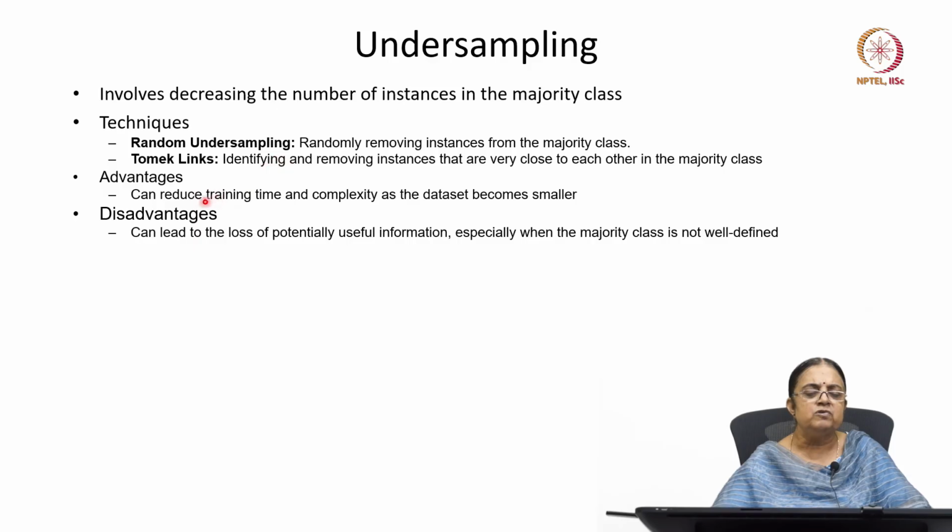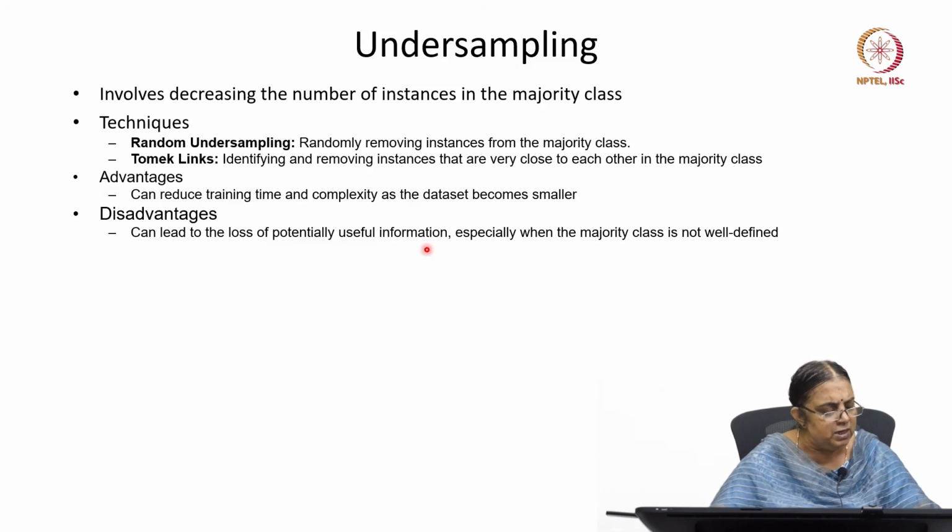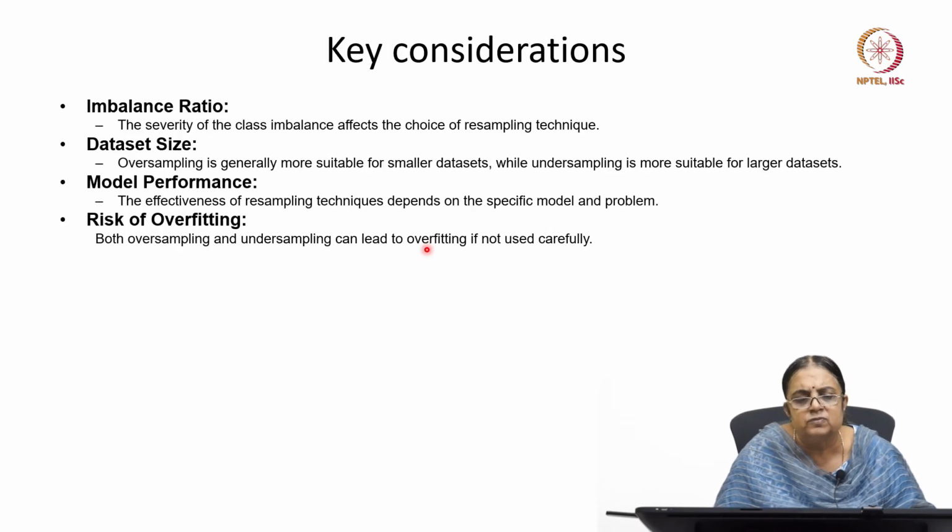One advantage could be to reduce the training time and complexity. But you may lose some potentially useful information, because you are removing some patterns from the majority class which may be having some useful information, and it may cause some difference in the distribution of the majority class. So these things will have to be taken into account.